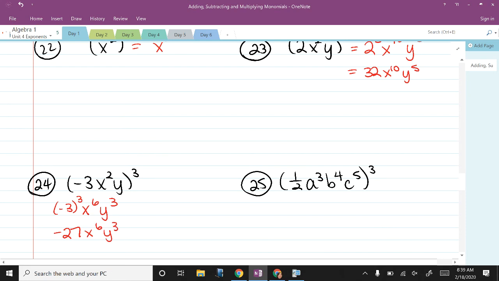So that means you got to know your multiplication rules. An even number of negatives should be a positive. An odd number of negatives stays negative. Right?